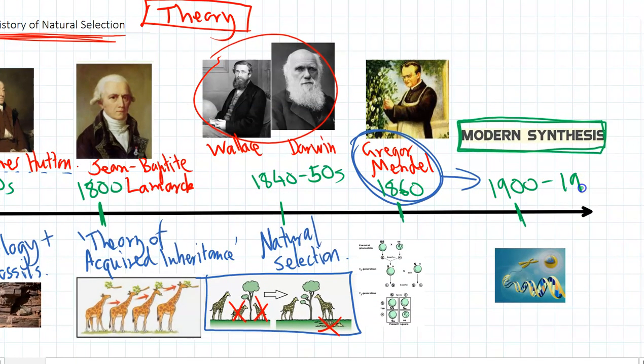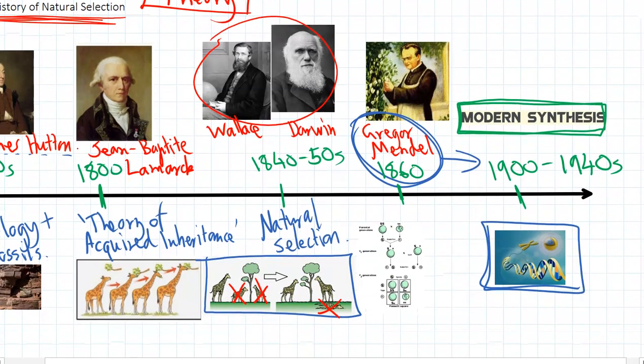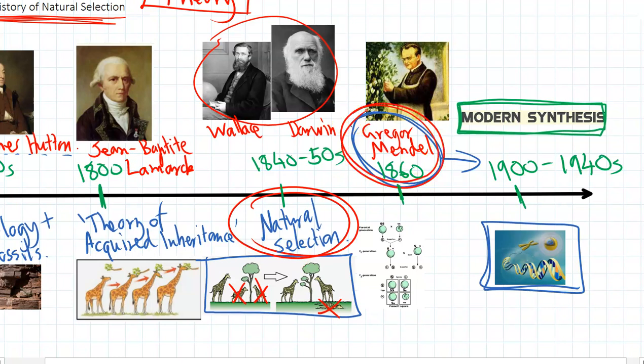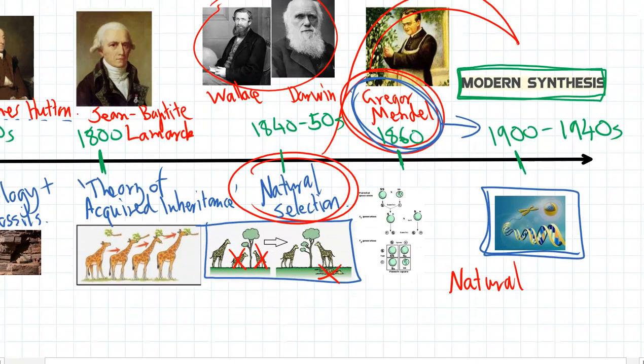So in the early 1900s all the way to the 1940s, lots of geneticists did more work. They discovered the structure of DNA and chromosomes. They learnt about meiosis and how mutations cause different alleles. And so all the work of all these people combined natural selection with Mendel's idea of genetics, and that's led to our modern day understanding of evolution. So the best way of thinking about how we understand evolution today is that it's natural selection added to what we understand about inheritance.